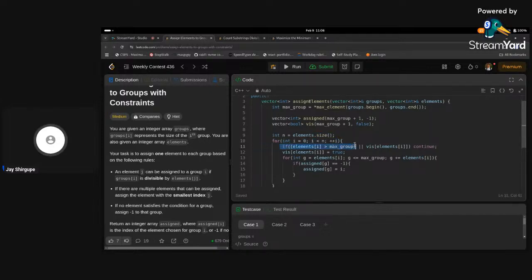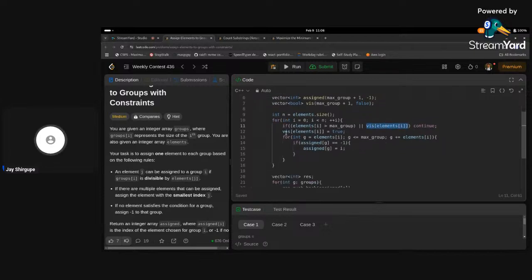And if the element is greater than the max group size, then there's no point in processing this element, because to assign an element to a group, the group size has to be divisible by that element, and it can't be in this case. And if it's already visited, it's already processed, so there's no point in doing this, because you want to assign the minimum index. Then first you visit this element, say that it's processed now.